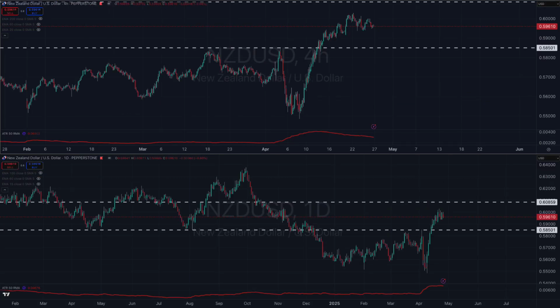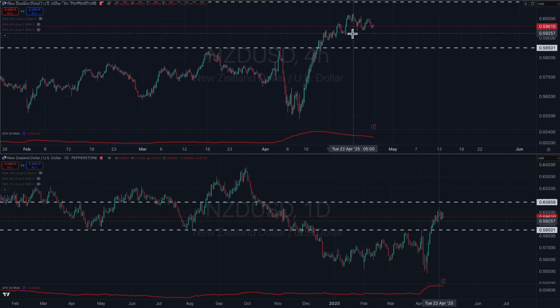Moving on to the New Zealand dollar. So the New Zealand dollar here, a couple of weeks ago, we were looking to sell from this resistance area over here, and the market has just absolutely blasted through that level. So if you did get in on that short, that would have cost you money because the market went on to hit the stop loss very, very quickly.